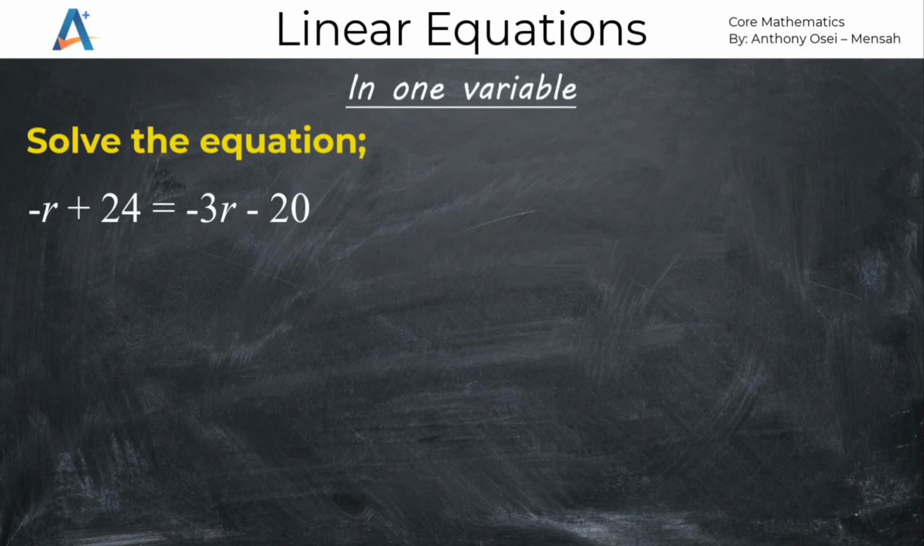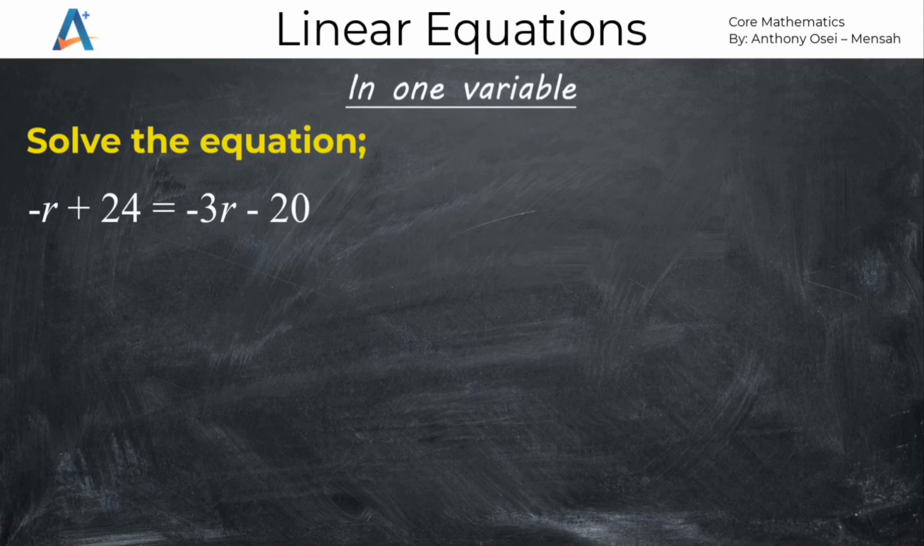Then it reads, solve the equation minus r, or negative r, plus 24 is equal to minus 3r minus 20. And we check, this is a linear equation which contains one variable. Don't forget that, as usual, an equation is any mathematical statement with the equal sign. One variable means that the variable we can see throughout is r. And here we have 3r. So the unknown has been confirmed to be r.